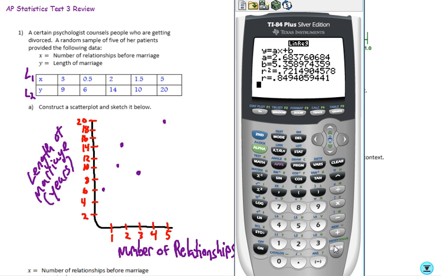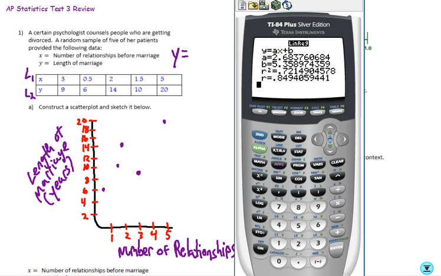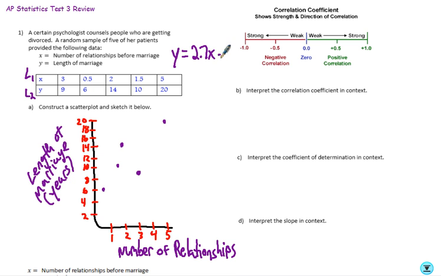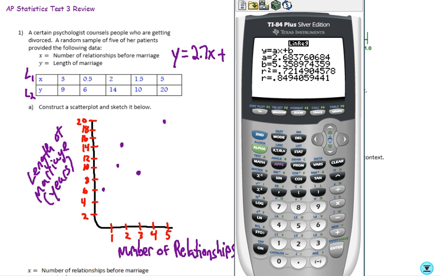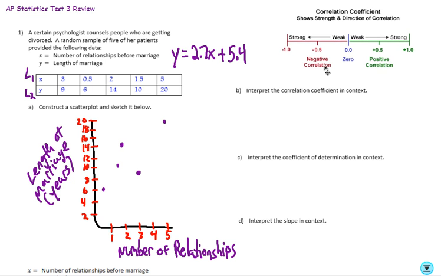So what we could say here is that y equals, and we're just going to want to write down the equation that it gives us. We can round that. Let's just round to maybe 1 decimal place. So let's say 2.7x plus, and then the second part of that would be 5.4.